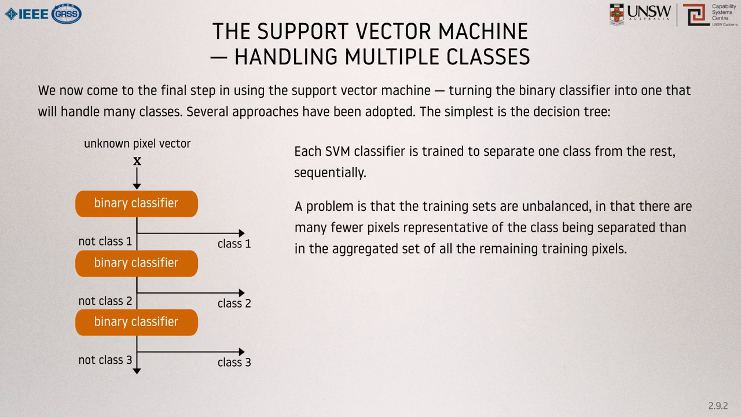It is immediately obvious, though, that a problem with this approach is that the training sets used to effect each binary decision are very unbalanced, particularly near the top of the tree. Furthermore, there is probably an optimal order in which to do the class separations, but we don't know that beforehand.